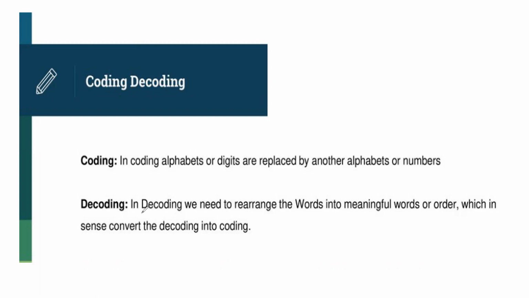Now in decoding, we need to rearrange the words into meaningful words or order, which in a sense converts decoding into coding. So even if you are decoding something, you are actually decoding it into some meaningful words or a meaningful order to understand the message better, right? So this is what coding and decoding is.